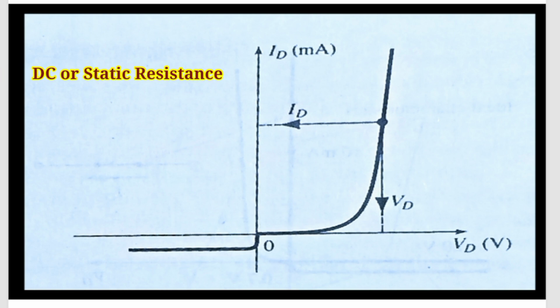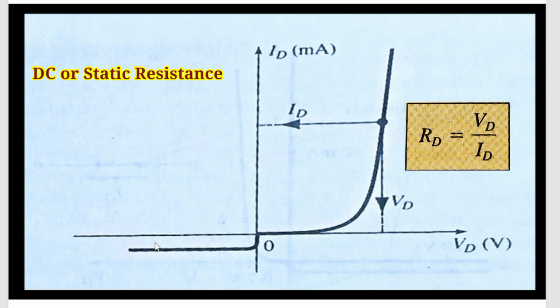The application of a DC voltage to a circuit containing a semiconductor diode will result in an operating point on the characteristics curve that will not change with time. The resistance of the diode at the operating point can be found simply by finding the corresponding levels of VD and ID, as shown here, and applying the equation RD equals VD upon ID.